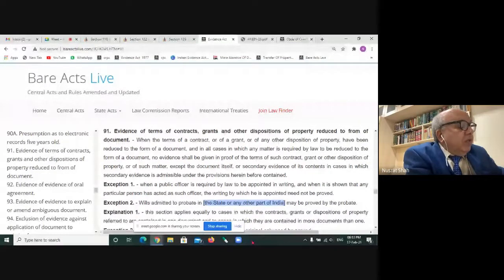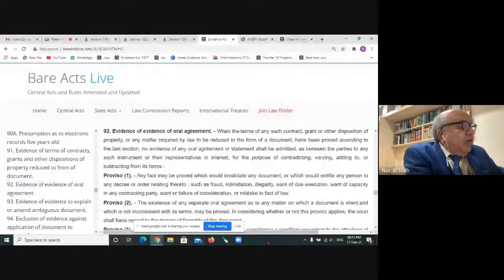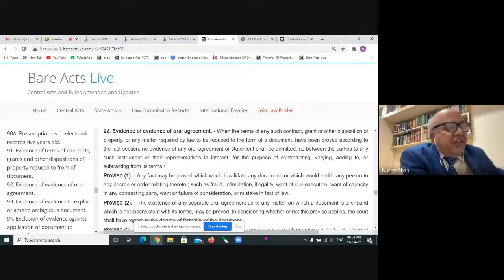See, when the terms of any contract or grant or disposition or any matter required by law to be reduced in the form of a document... So, an agreement of sale says that here it must be a written document. Under the MOFA Act, under the FEMA Act, whatever it may be, there must be a written document. Under Transfer of Property Act Section 54, an agreement of sale must be in a document. Once it has been proved according to the last section, no evidence of an oral agreement shall be admitted.